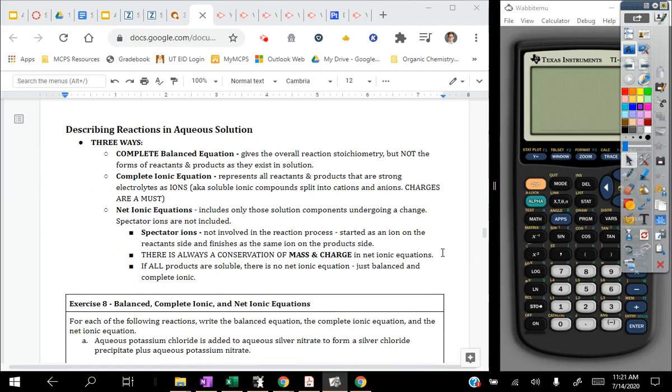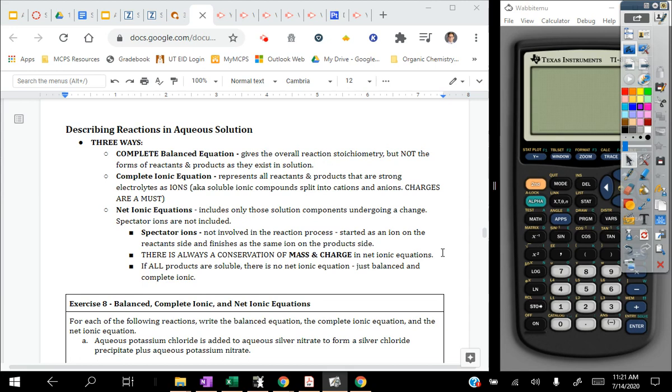Okay, so an extension of what we just learned looking at solubility rules is the different ways to describe reactions in aqueous solution. There are 3 ways. The way we just did was the complete balanced equation. This gives the reactants and products and the overall reaction stoichiometry, but not the forms of the reactants and products as they exist in solution.